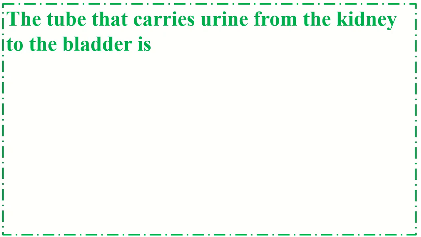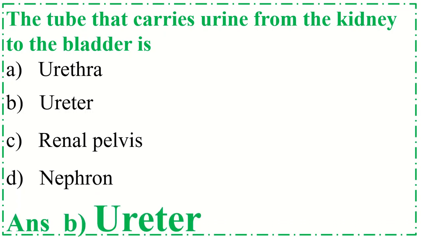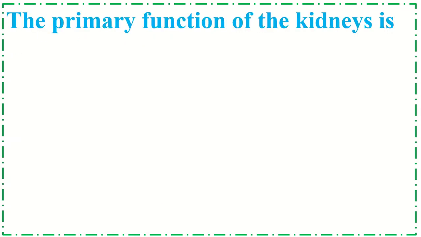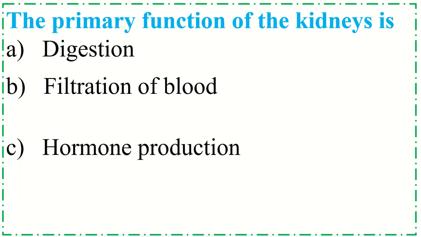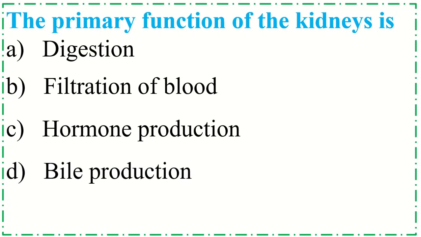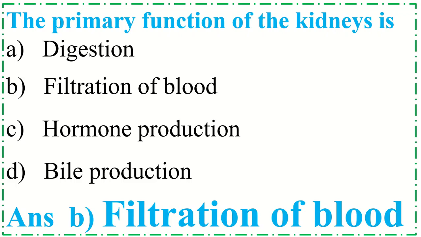The tube that carries urine from the kidneys to the bladder is option A urethra, B ureter, C renal pelvis, D nephron. Correct option is B ureter. The primary function of the kidney is A digestion, B filtration of blood, C hormone production, D bile production. Correct option is B filtration of blood.